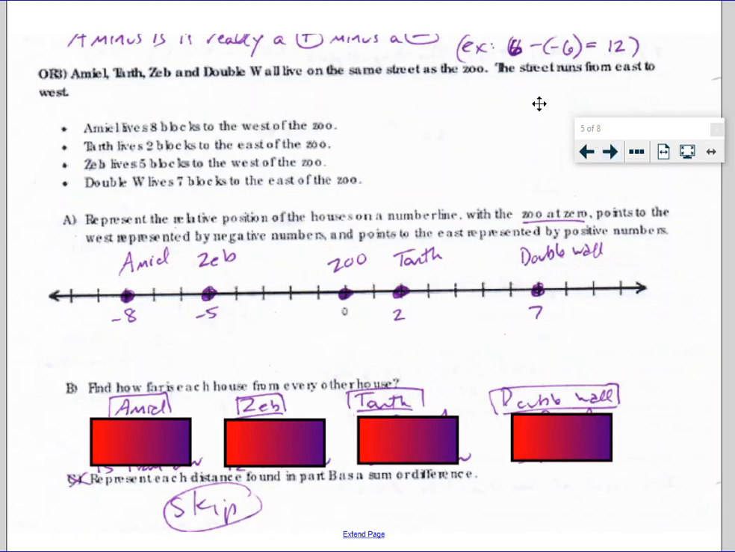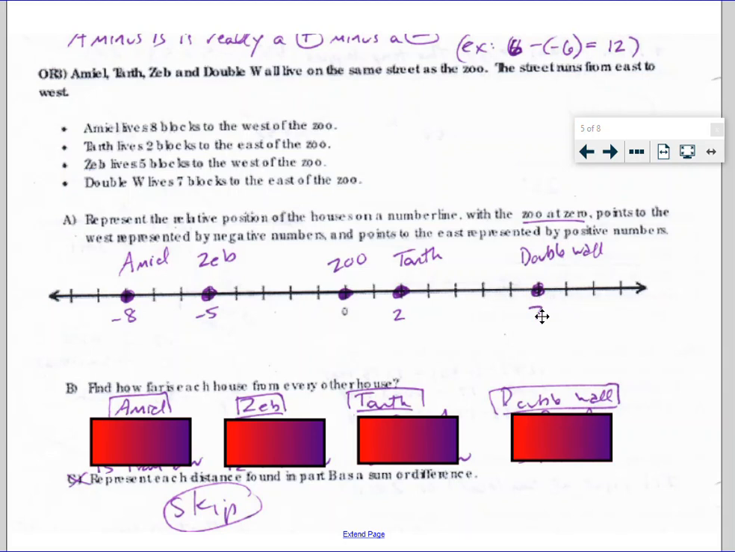In that bottom problem, you had some names here and they told you how far they lived west or east of the zoo. So you had to first figure that the zoo was at 0 and then put the people's locations to the west of it, which would be going negative, or to the east of it, which would be going up the number line and being positive. So represent the relative position of the houses on the number line with 0 being the zoo. So that's what this part was.